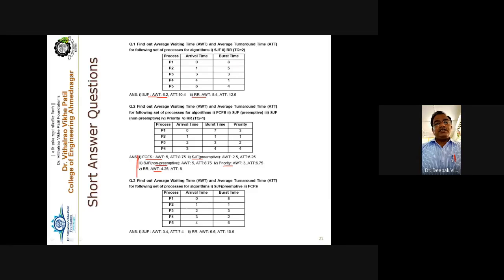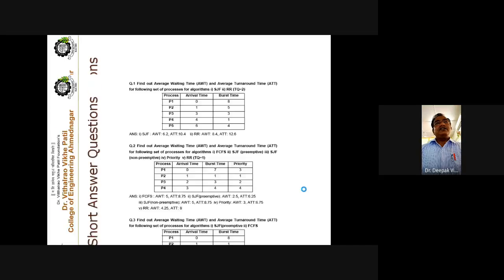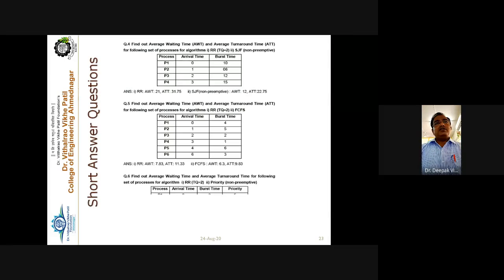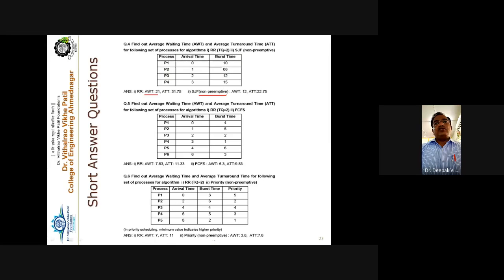The third numerical is given. We have to solve for SJF preemptive as well as FCFS. In the next example, round robin is given, and the SJF non-preemptive algorithm is given. And finally, question number 5, the round robin policy, find the AWT, ATT, and FCFS. And the next is round robin with TQ equal to 2, and priority. So we have to practice all these examples so that your concept becomes very clear, and you will have no doubt while solving these examples.